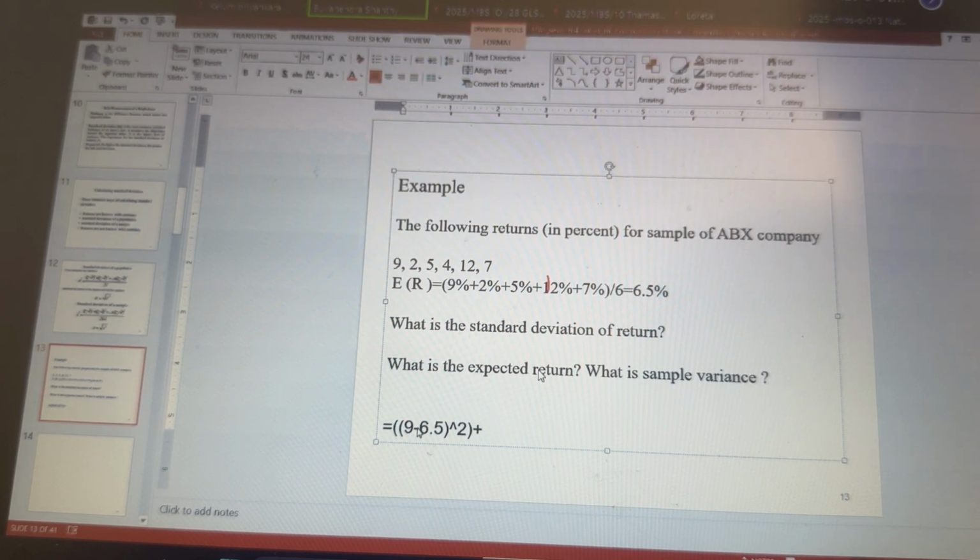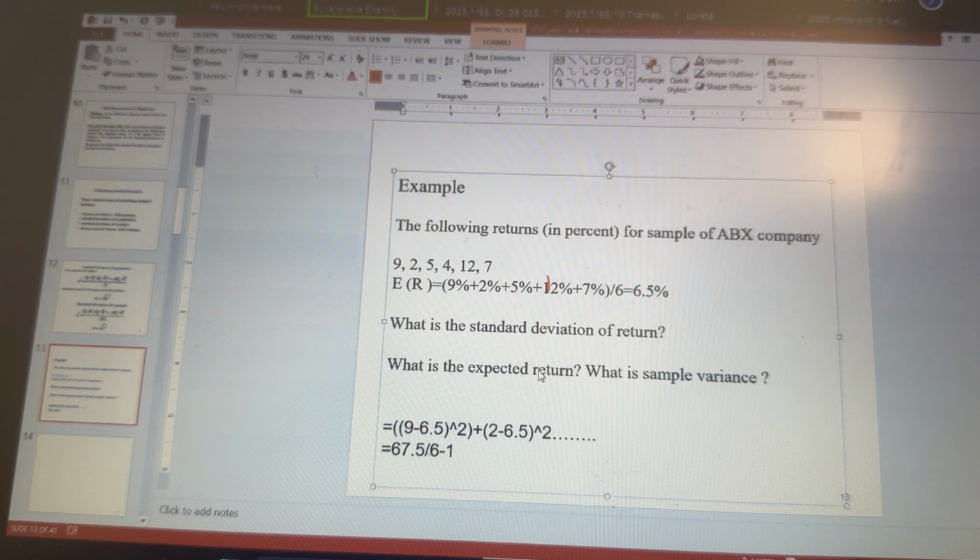So, for the second one, 2 minus 6.5, then power 2, something like that. If you add all, finally you get the answer. What is the total? It is 67.5 divided by n minus 1. The n number is 6, so n minus 1 is 5. Right? So that is the 13.1 variance.